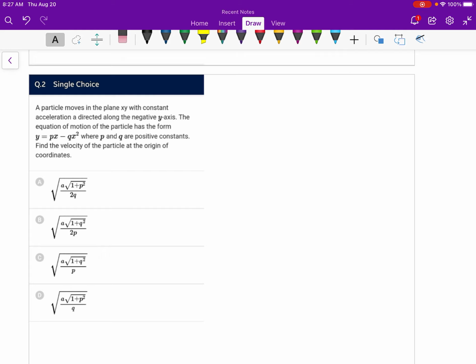Particle, y equals px minus qx square. So we are given that acceleration a is directed along the negative y-axis, and the equation of trajectory is y equals px minus qx square, and velocity at the origin. So let's compare the equation y equals px minus qx square with y equals x tan theta minus ax square upon 2u square cos square theta. Okay, this is the equation of trajectory.